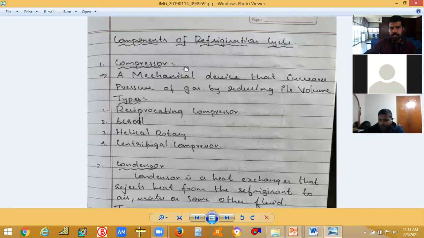The first one is the compressor. We can note it down. It's a mechanical device that increases the pressure of a gas by reducing its volume. That is done with the help of the compressor. Different types of compressors are reciprocating, scroll, helical, rotary and centrifugal compressors. And recently, scroll type compressors are mainly used.